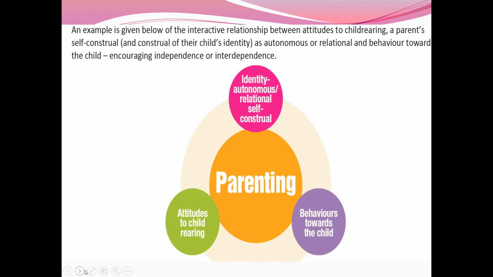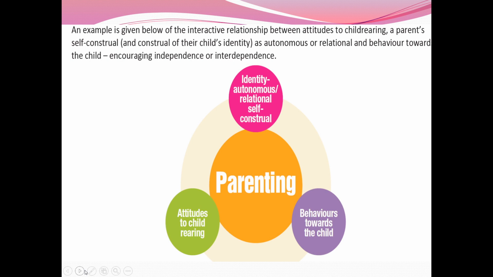So an example is given below of the interactive relationship between attitudes to child rearing, a parent's self-construal and construal of their child's identity as autonomous or relational. So relational means I am a person in relation to other people. That's where I get my identity from, not necessarily from my own individuality. And behaviour toward the child encouraging independence or interdependence.